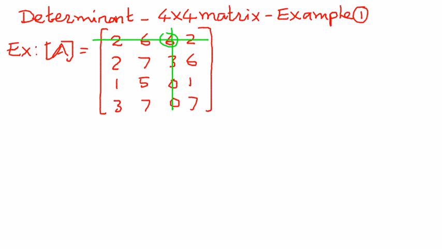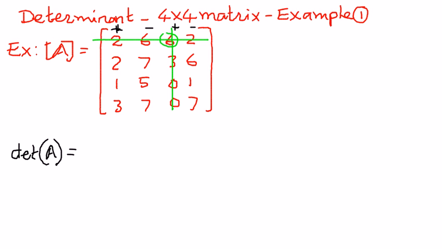To find the determinant of A, we can write this as follows. The sign convention we are going to follow is as follows. The first row, first column sign would be positive. The next sign would be negative. This sign would be positive, and this sign would be negative. It always follows an alternating sign convention: positive, negative, positive, negative.